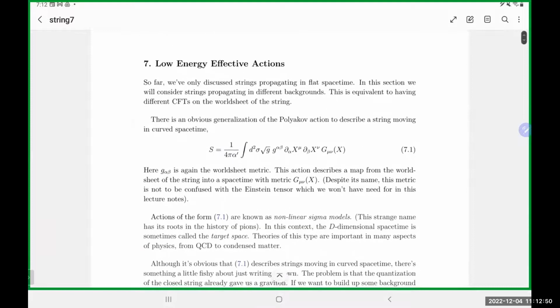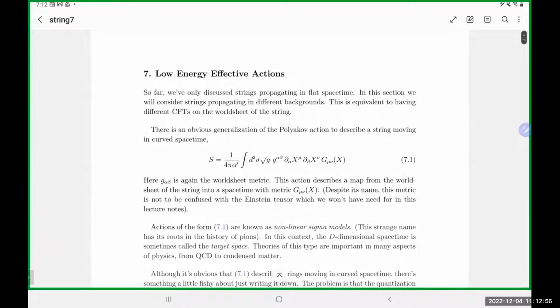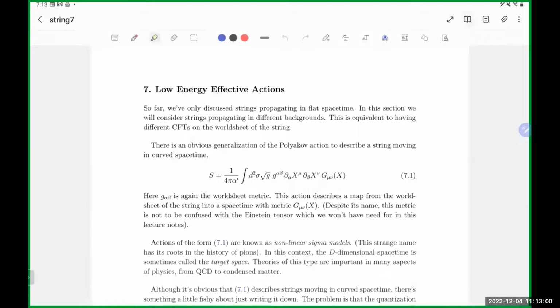So I will start here with chapter 7 of David Tong's notes, which are beautiful and they're online. This is chapter 7 of David Tong's notes. They're not mine. Shout out to David. So let me here say, David Tong's notes on string theory. Lecture notes.